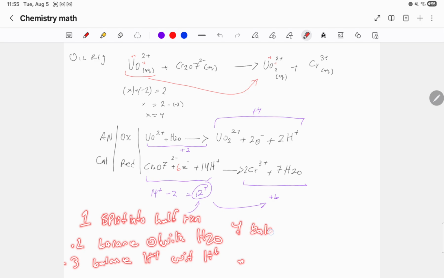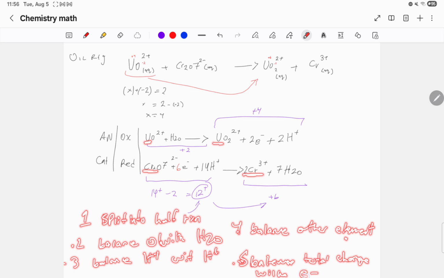Step 4 was to balance other elements, such as this chromium here, this U here. The 5th one was to balance the total charges with electrons. Number 6, the next step that we're going to do is match the number of electrons.